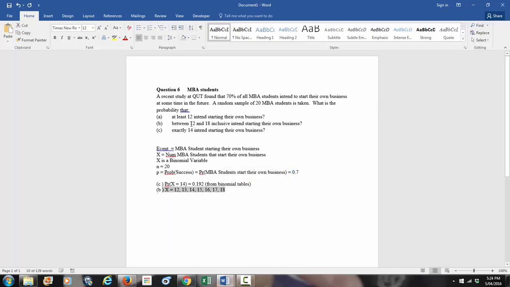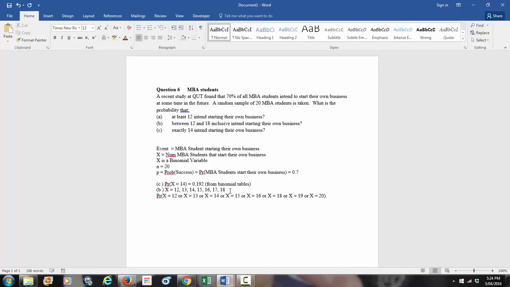So we want to find out the probability, because it's between 12 and 18, that x is equal to 12, 13, 14, 15, 16, 17, or 18. If we were to write that out: probability x is equal to 12, or x is equal to 13, or x is equal to 14, or x is equal to 15, or x is equal to 16, nearly done, or x is equal to 18, or x is equal to 19, or x is equal to 20.